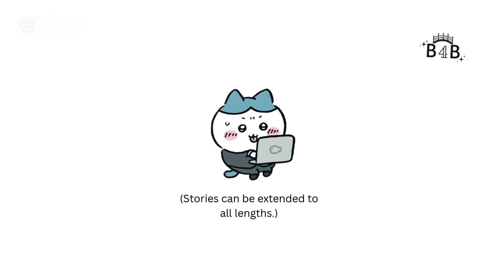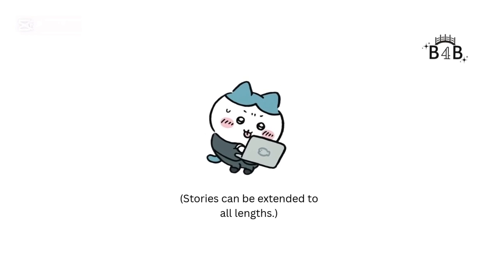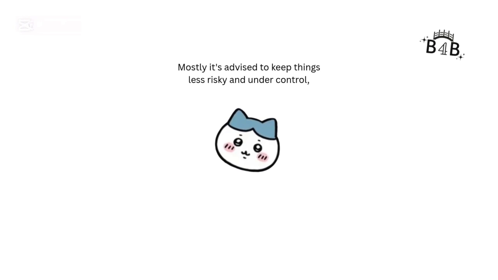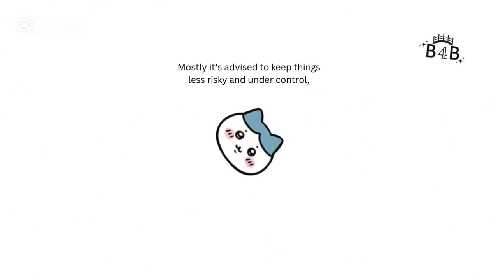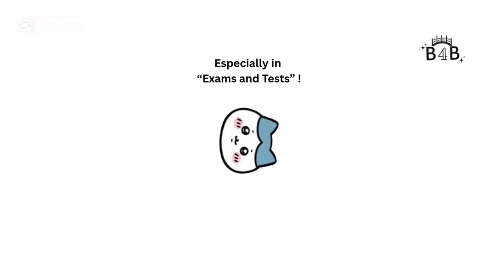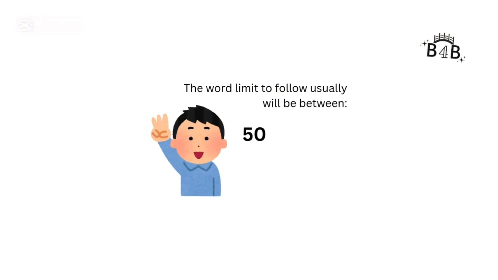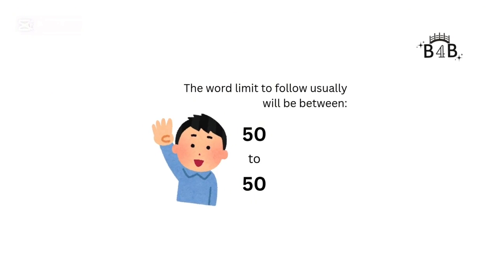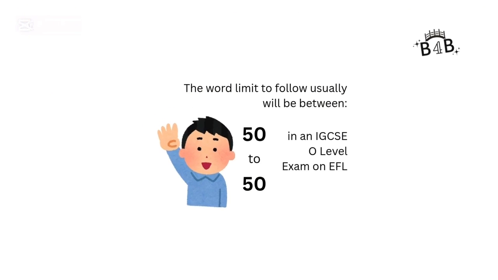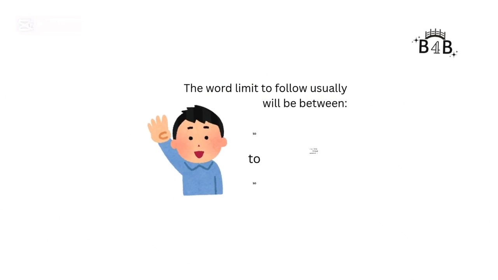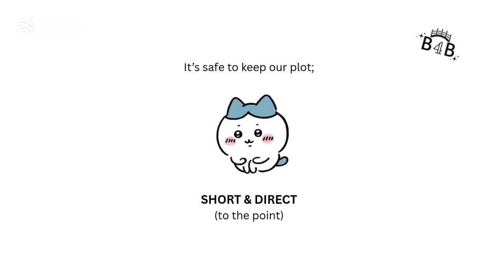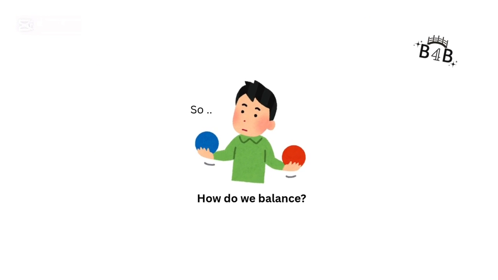Stories normally can be extended to all lengths, all depending on the author's choice, your choice. Mostly, it's advised to keep things less risky and under control. Especially in exams and tests, the word limit to follow usually will be between 350 to 450 words approximately, in an IGCSE O-level exam or EFL specifically. So let's keep in mind that it's safe to keep your plot short and direct to the point. So now, how do we balance?